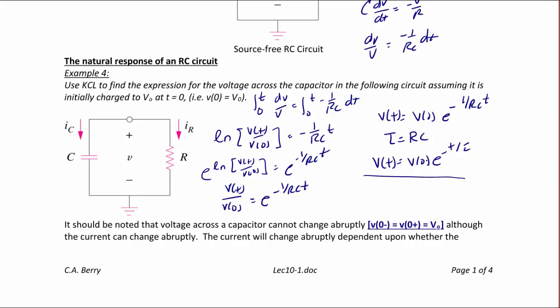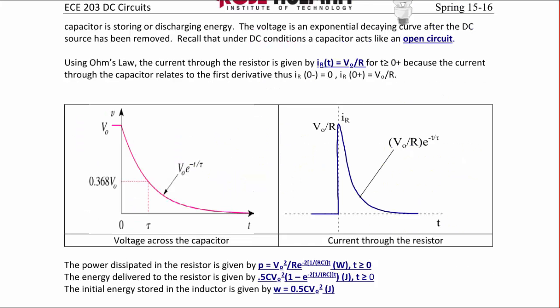Similarly, just like the voltage for a capacitor is continuous for all time, the current through an inductor is also continuous for all time, although the current for a capacitor can abruptly change from a positive to a negative number based upon whether the capacitor is storing or releasing energy. Recall that under DC conditions, the capacitor looks like an open circuit, so at t equals 0 minus, the current through the capacitor would be 0 amps. Then, since we have a capacitor in parallel with a resistor, we can use Ohm's law to find the current through the resistor, where V naught over R is equal to IR because the current through the capacitor relates to the first derivative.